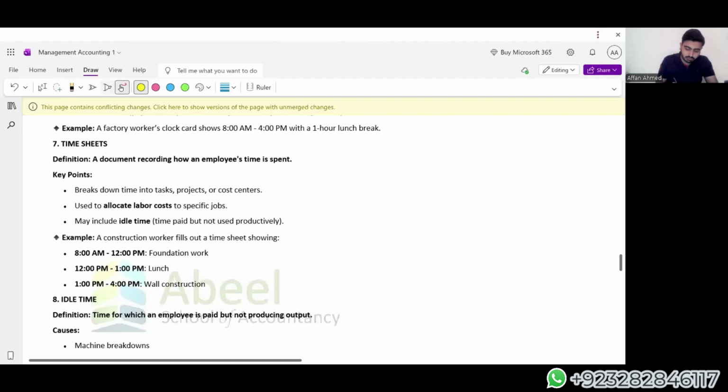So a timesheet is a document recording how employees' time is spent. Key points are: break down time into tasks, projects, or cost centers, used to allocate labor cost to specific jobs, and may include idle time as well. Time for which you are not working but paid for.